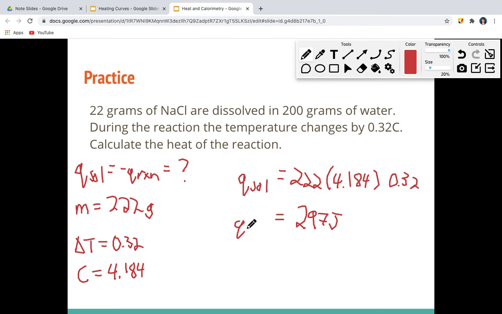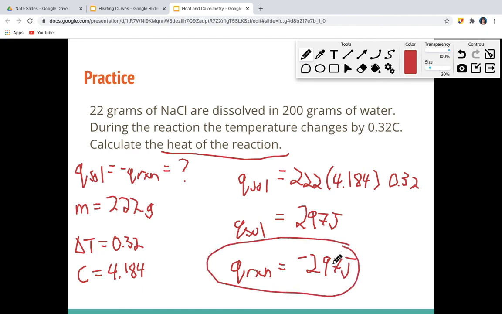Okay, Q solution. Now what it wanted is the heat of the reaction, which is Q reaction. And that is just equal to the additive opposite, so we just do negative 297 joules. The most common mistake that I see is that people forget to make this negative, and so they give me Q solution when I'm asking for the heat of the reaction. So definitely check yourself, make sure you're giving the correct thing that is being asked for in the problem.